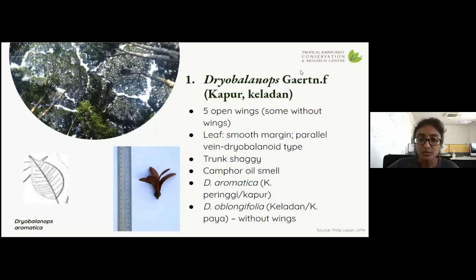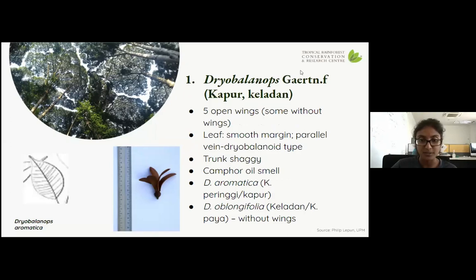So this genus, they have 5 open wings, as you can see in the photo. And of course, some have no wings. The leaf margin, the edge of the leaf, is smooth. And the secondary veins are parallel type. This kind of vein is called Dryobalanoid type. And the tree trunk is shaggy, like paper being torn off. And they have this distinct kapur oil smell. Some examples are Dryobalanops aromatica and Dryobalanops oblongifolia.